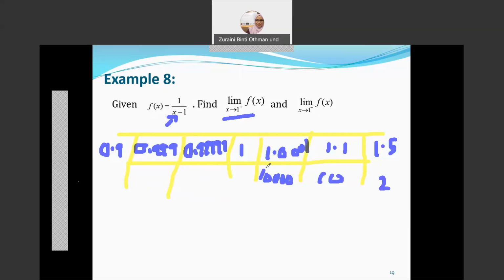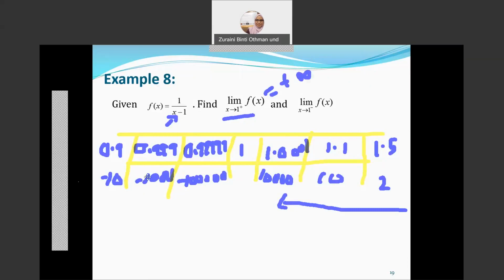Okay, so bila dia menghampiri 1 daripada sebelah kiri pula, dia ialah negatif 10. Lepas tu kat sini negatif 1000. Gantikan nilai x yang ni. Okay, so now dia dapat yang kat sini ialah negatif 100,000. Okay, kita boleh tengok pattern. Bila dia menghampiri pada sebelah kanan, nilai dia sama dengan positif infinity. Dan bila dia menghampiri x daripada sebelah kiri, tengok pattern kat situ, dia makin mengecil, dia menghampiri negatif infinity.